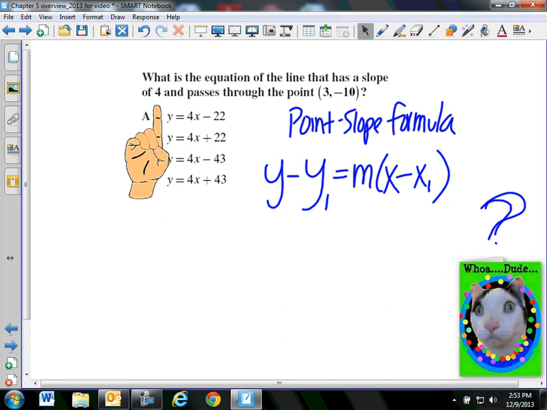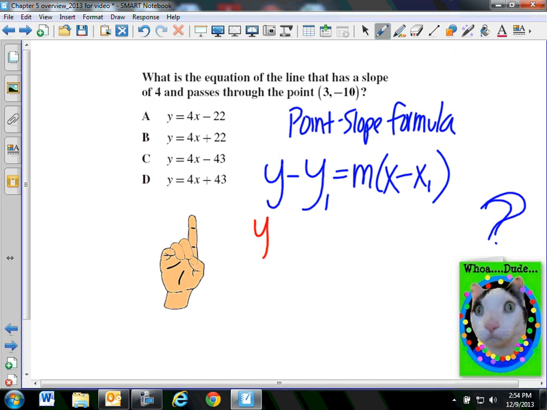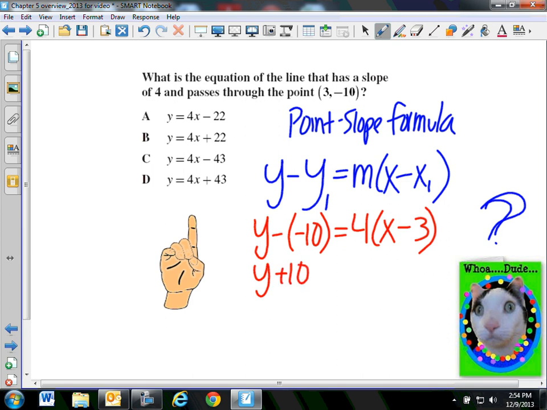So there's your slope, 4. That goes right there. Be careful when you're plugging in these points. That 3 is going to go right there. And the negative 10 goes right here. But put it in parentheses because we have another negative right here. So I'm going to write it out. y minus (negative 10) equals 4 times (x minus 3). Okay, I'm going to work this side out. y plus 10 equals, I'm going to distribute here, 4 times x, 4 times negative 3.